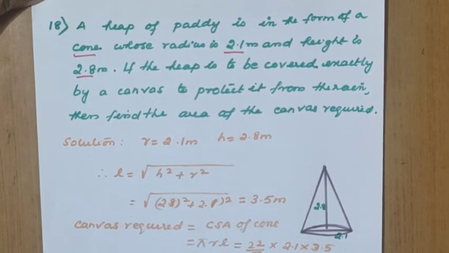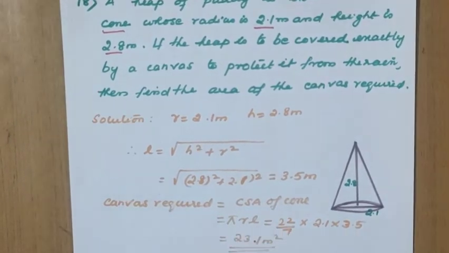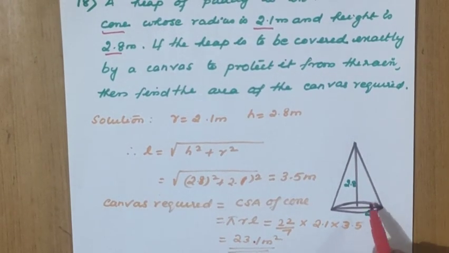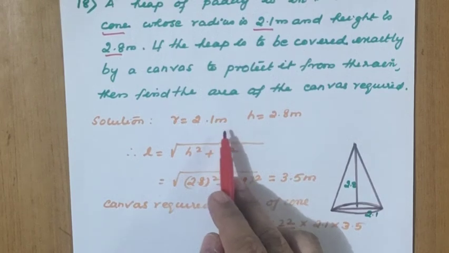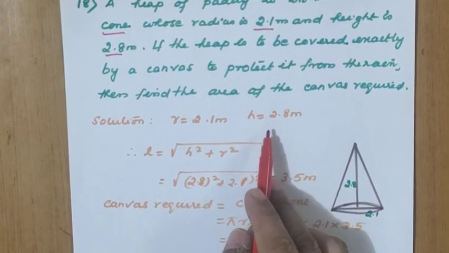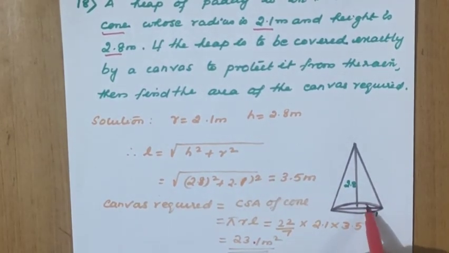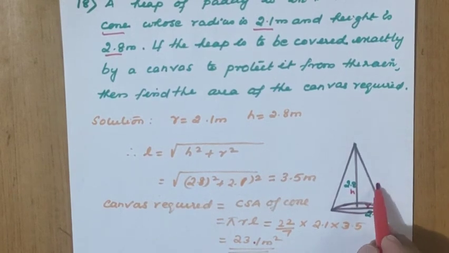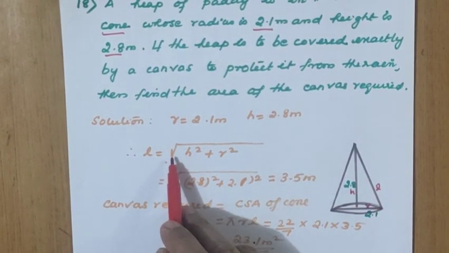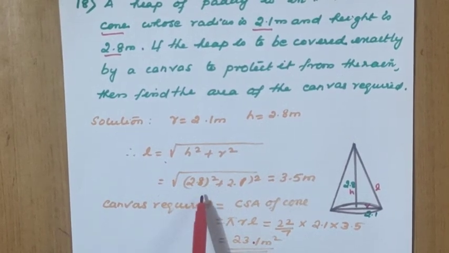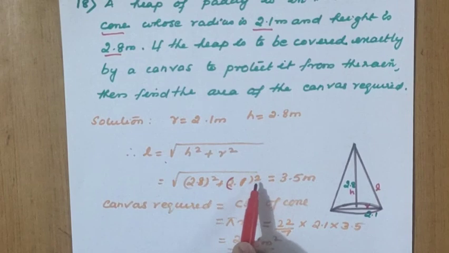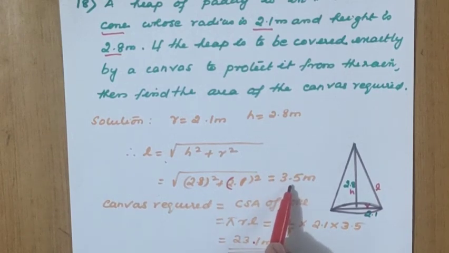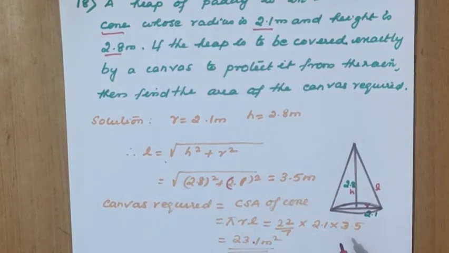Let us see the solution now. The diagram is like this. Radius is 2.1, height is 2.8. So we write r equal to 2.1 meter, h equal to 2.8 meter. If r and h are given, we can calculate the slant height L. The formula is L equals square root of h square plus r square. Substitute h as 2.8 whole square and r as 2.1 whole square, and if you simplify, we will get 3.5 meter. That means slant height L equals 3.5 meter.